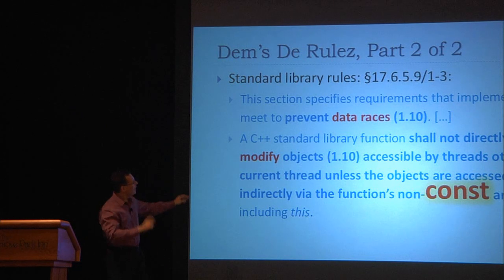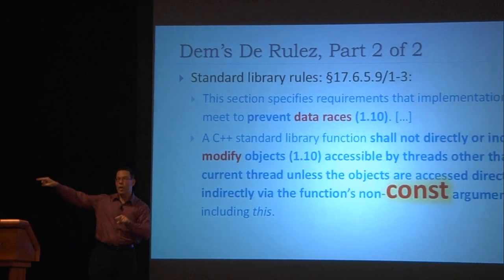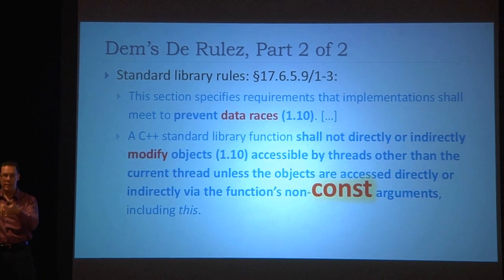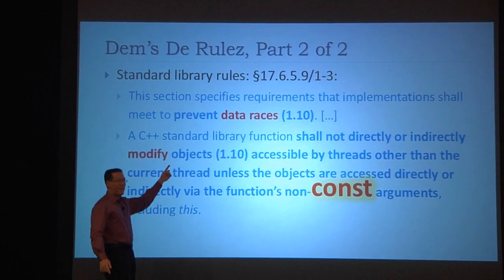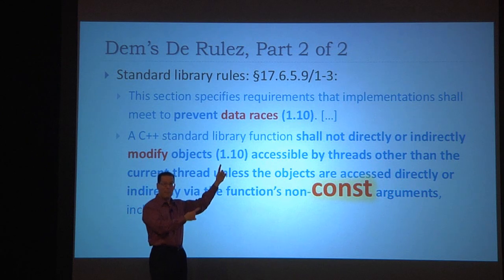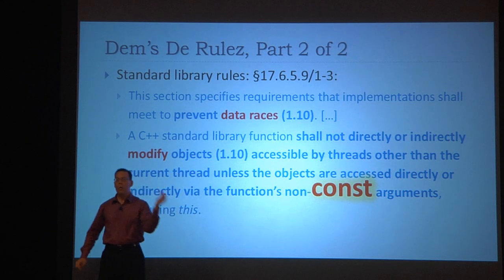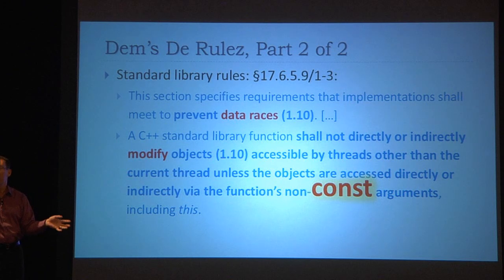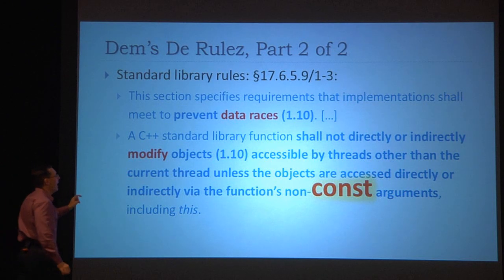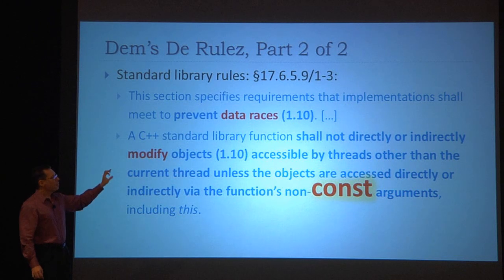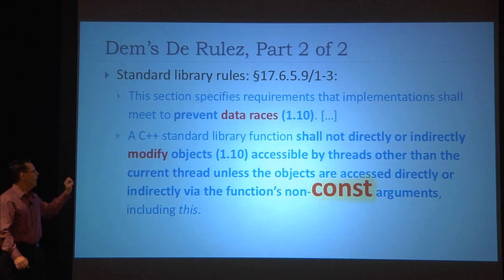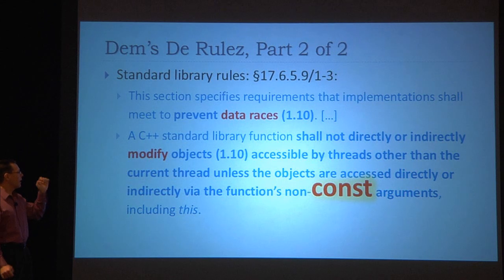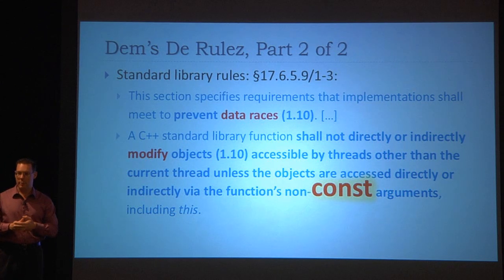So to prevent data races, so clearly we are talking about the memory model and data races, we are defining what modify means. Look, there's another hint. By the way, we really mean the modify, the word in 1.10. We, the standard library working group, say that for our standard library and all the types you use with it, which are plenty, none of our functions shall directly or indirectly modify objects accessible by threads other than the current thread, so any shared objects, unless the objects are accessed directly or indirectly via the function's non-const arguments.